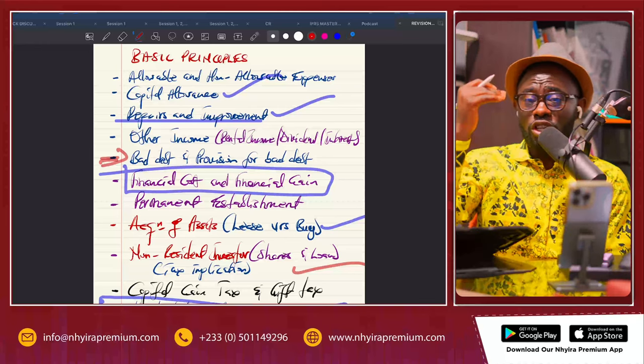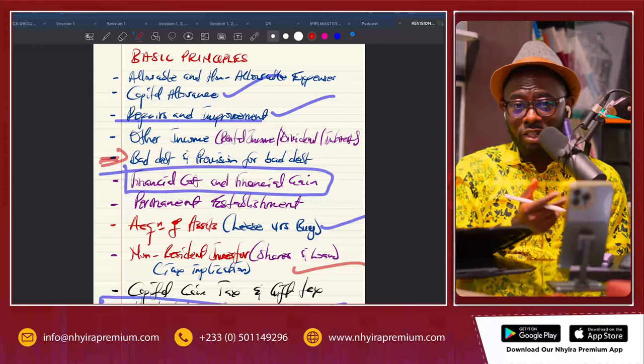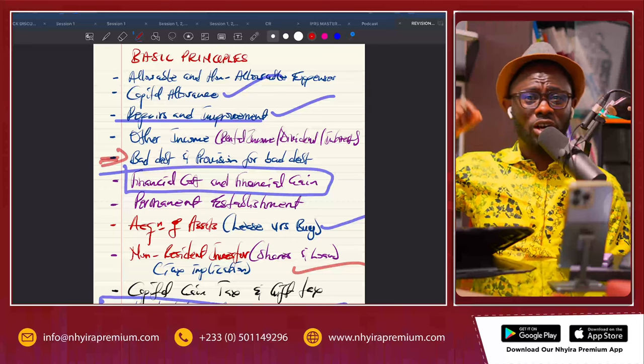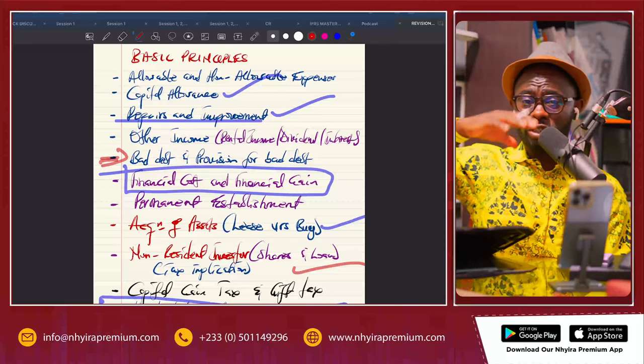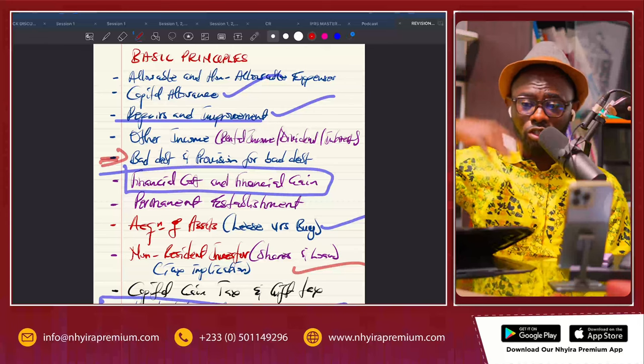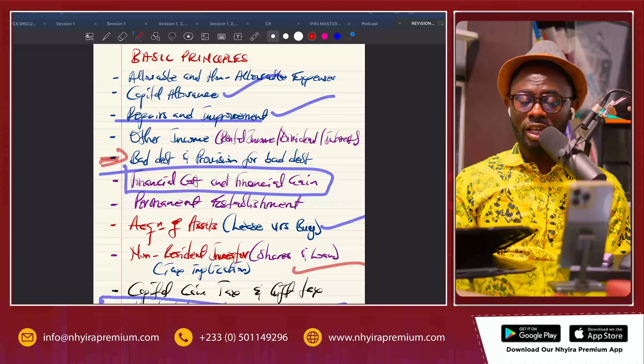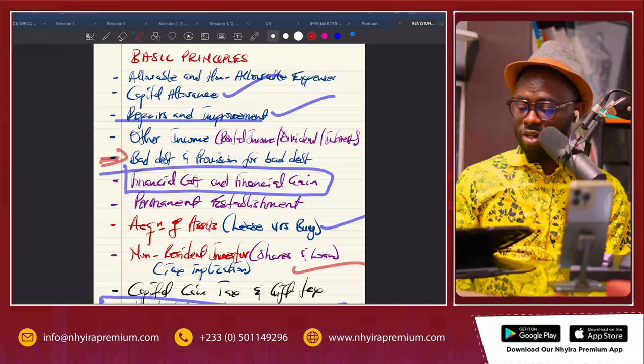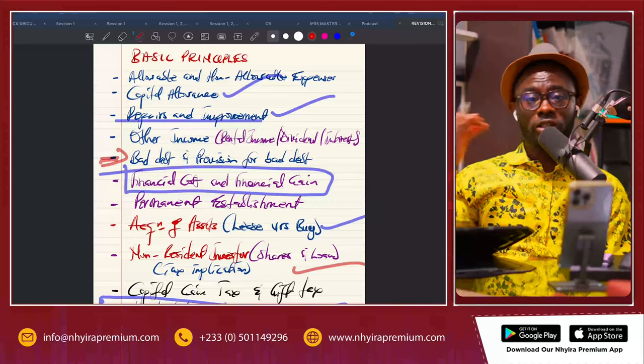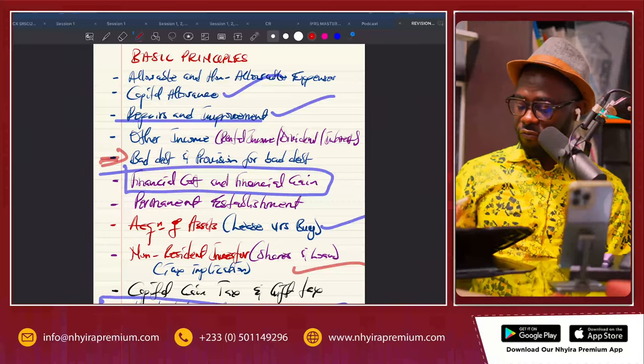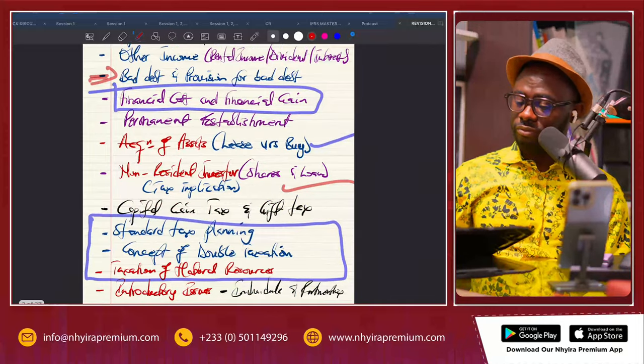And you know who a junior staff or a senior staff is. It's not just based on their position. It's also based on their annual salary in that particular case that you need to understand. So that is the concept about bad debt and provision for bad debt.